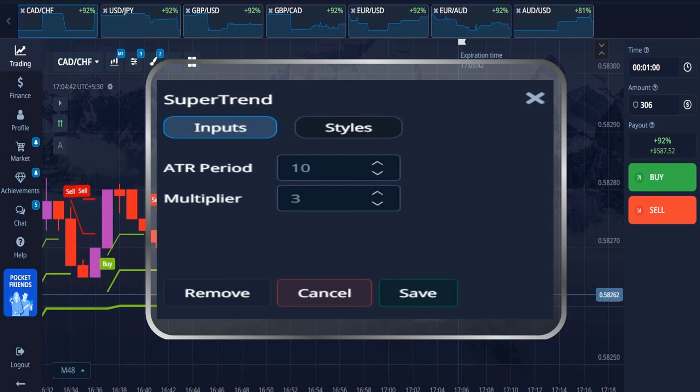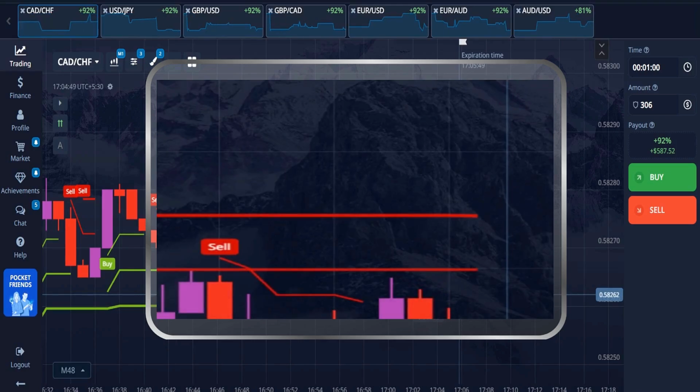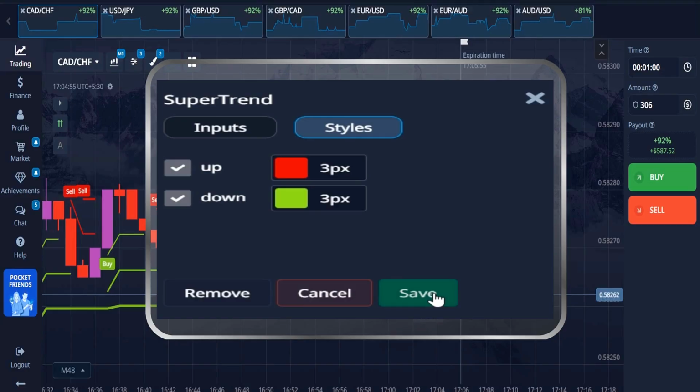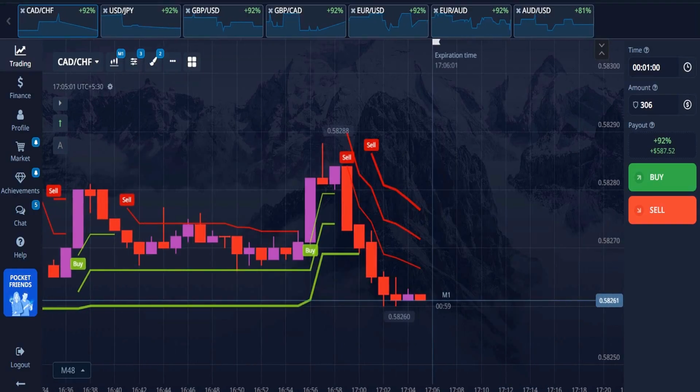First Supertrend, ATR period 10, multiplier 3, line style 4 pixels. Second Supertrend, ATR period 10, multiplier 2, line style 3 pixels. Third Supertrend, ATR period 10, multiplier 1, line style 2 pixels. This setup makes each Supertrend line clearly visible so you don't miss a signal.